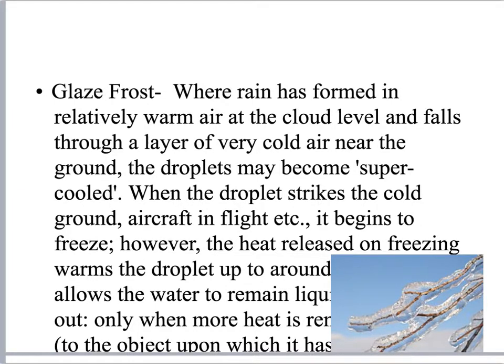Once the droplet hits the trees, it's going to start to warm up a little bit because that freezing process is going to release heat, and that's going to warm the water molecules up a little bit. It sounds a little kind of counterintuitive, but then it's going to allow the water droplet to remain in a liquid state for a little bit longer. That's going to allow any gas or air molecules in the water droplet to escape. That's going to give it a nice crystal clear freeze on top of the tree.